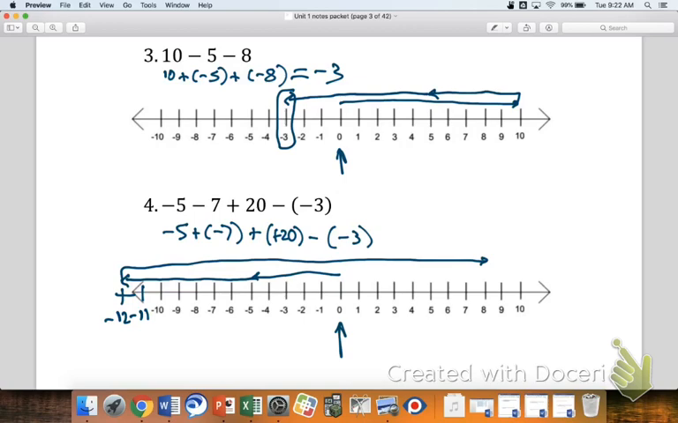And then lastly, it's minus negative 3, which is really plus a positive 3. And so plus a positive 3 means to go which direction? Right 3. So I'm going to end up right 1, 2, 3, and I went off my graph again. That puts me 1 past 10, which is 11. There's my answer, 11.